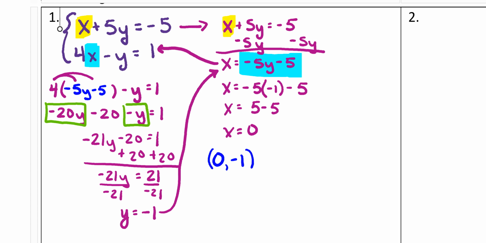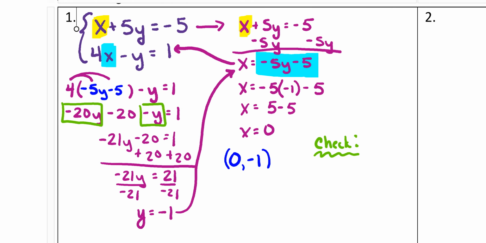And then of course we want to check it. Okay, the great thing about this section is that you can check every single answer and know if you've got it correct. So is 0 plus 5 times -1, is that -5? Well, -5 equals -5, check.